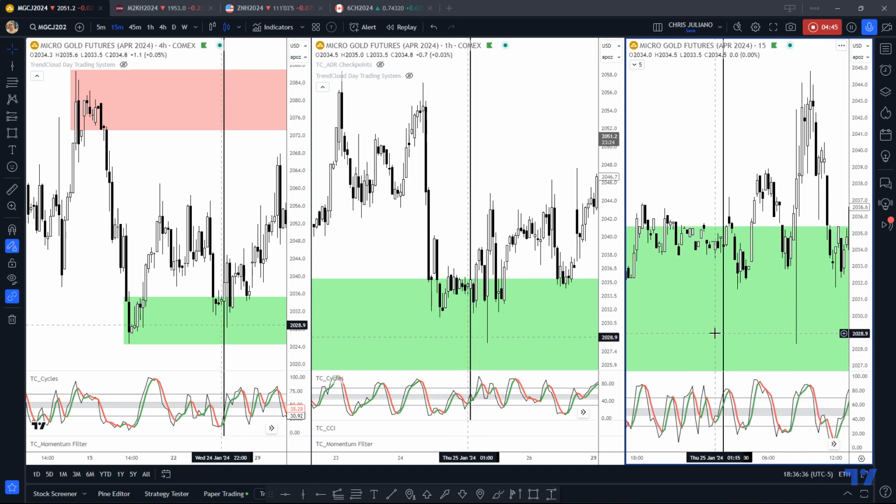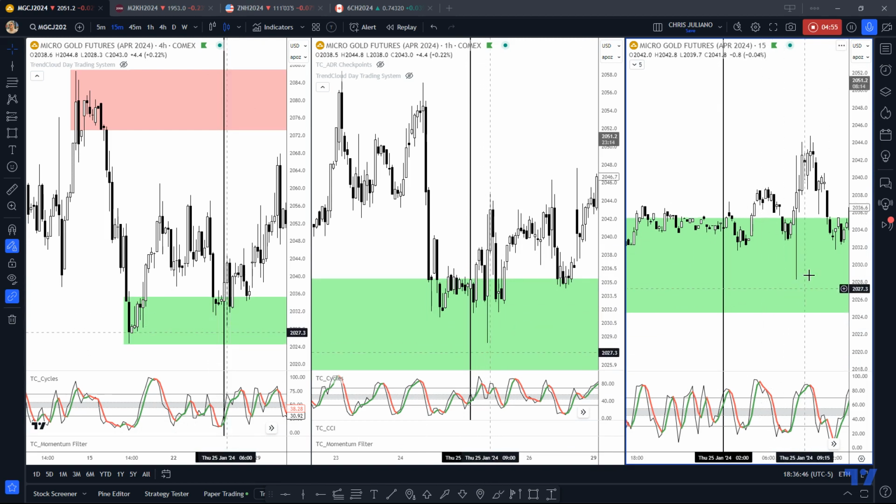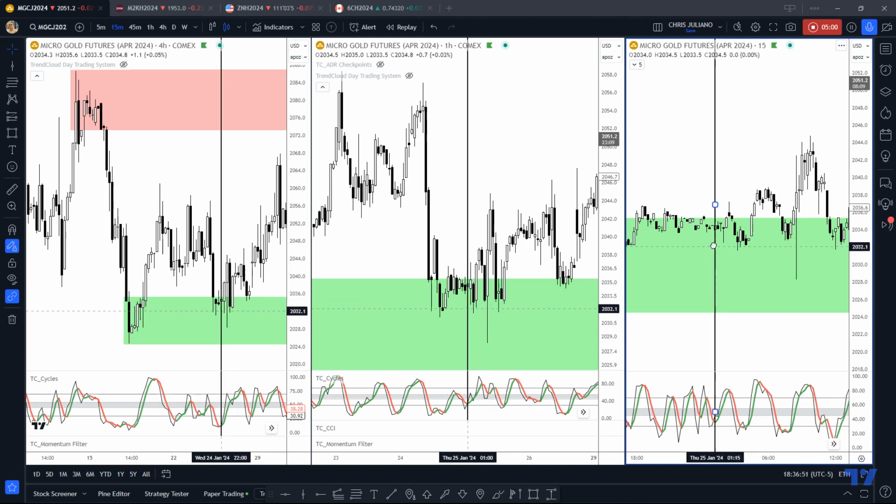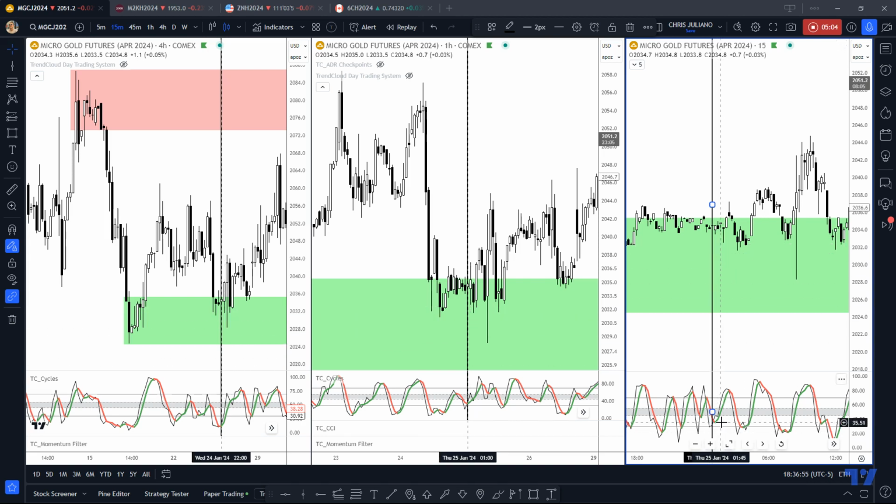Okay. Right here, we've got cycling up, cycling up, cycling up. Now you can start looking for your entry. Okay. And we can kind of see what happened here, right? So this is the candle right here. This is the candle that you have all green on your cycle indicator.